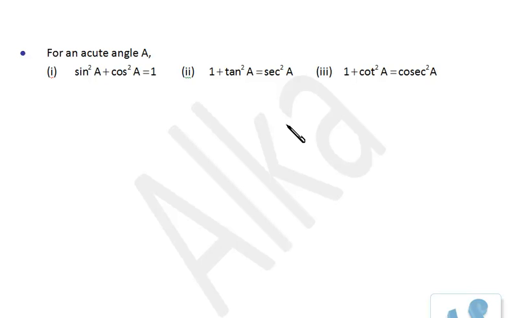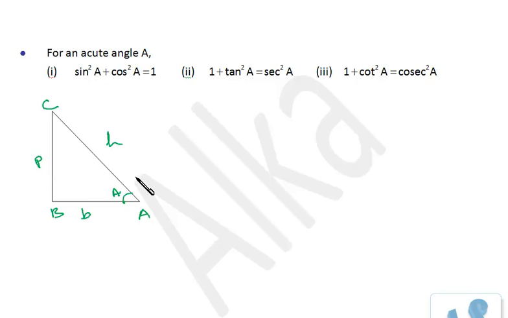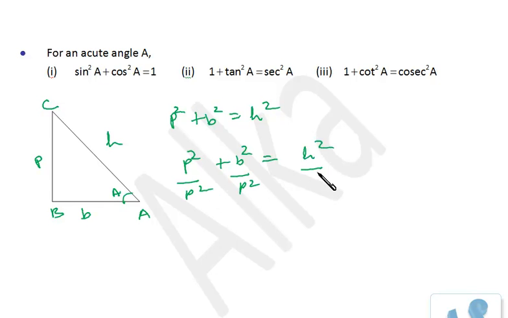I just make a right angle triangle once again. This is angle A. This is perpendicular, this is base, and this is hypotenuse. You must be aware of the Pythagoras theorem. So according to Pythagoras theorem, p square plus b square is equal to h square. That is perpendicular square plus base square is hypotenuse square, right? If you divide the entire expression by p square, what will happen? I rewrite it over here. So that's p square, p square, p square.